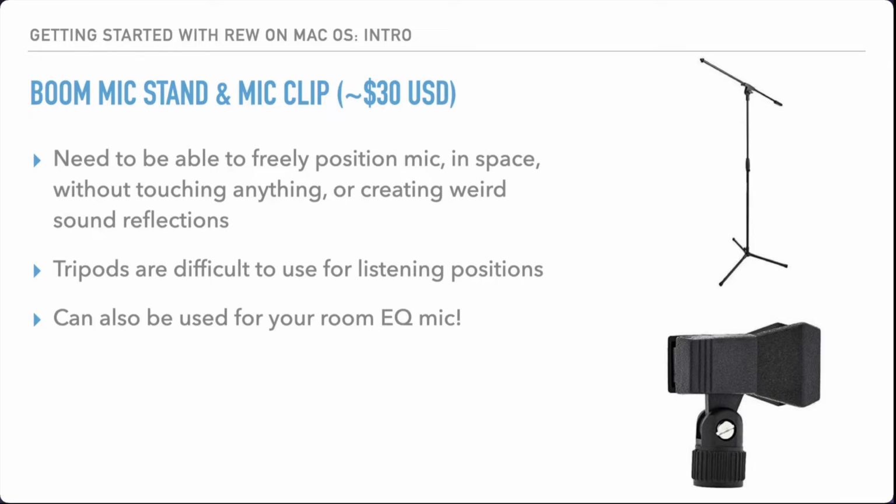Tripods are kind of a pain in the butt, particularly for listening positions. It might work okay on a couch, but if you've got home theater seats and you want to calibrate it for the reclined position, how are you going to get a tripod to work well in that position?